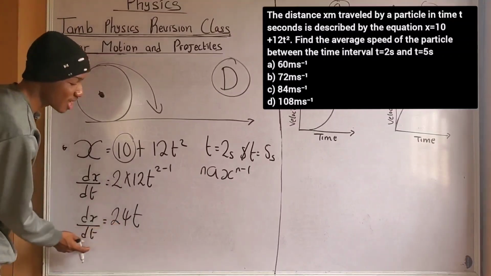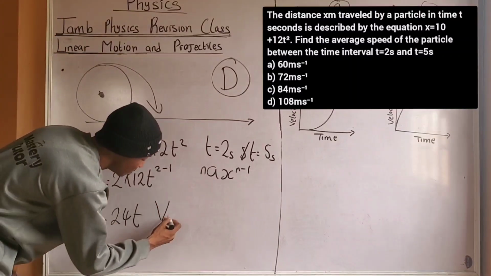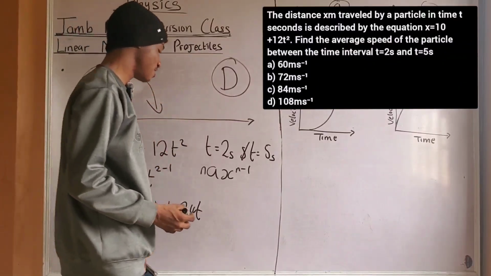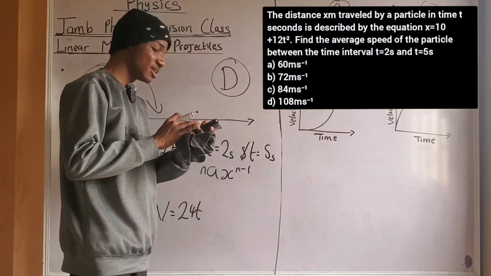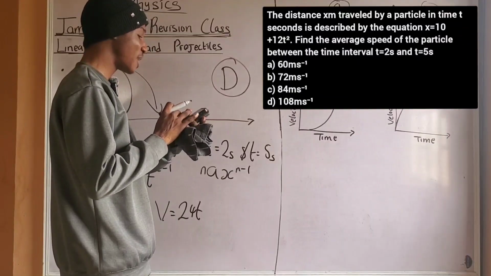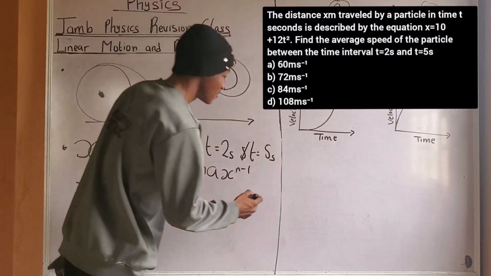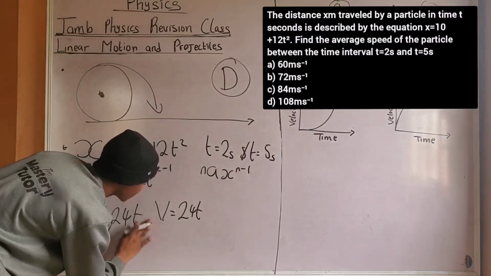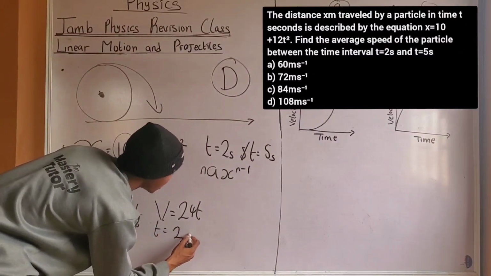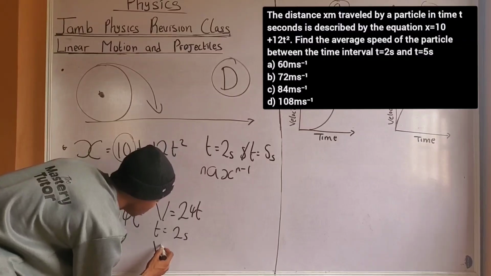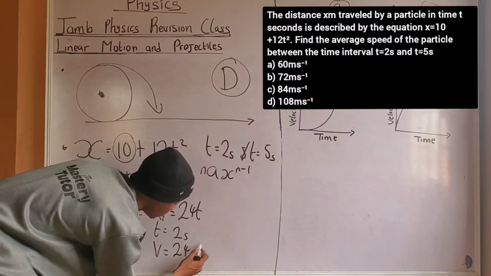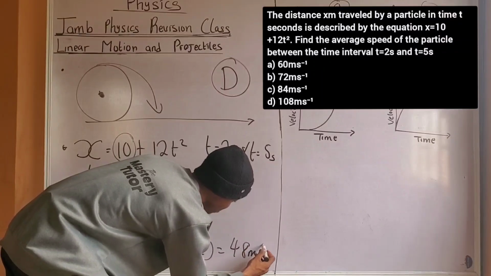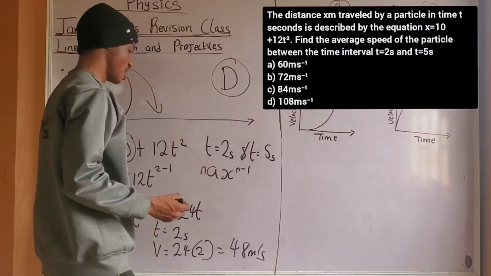So the function that you have here is the velocity function, v equals 24t. Now, to get the average speed, we're going to substitute each value of t into this function. When t equals 2 seconds, v will be equal to 24 multiplied by 2. That is equal to 48 meters per second.